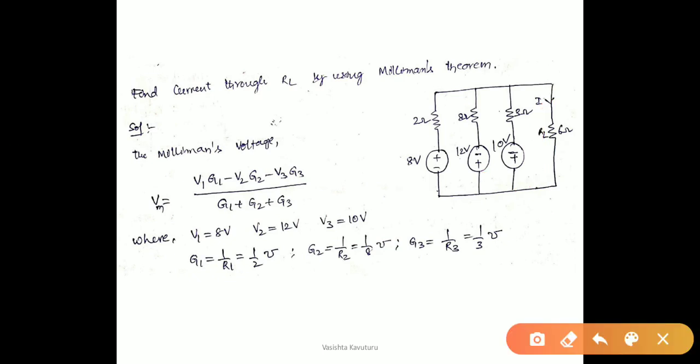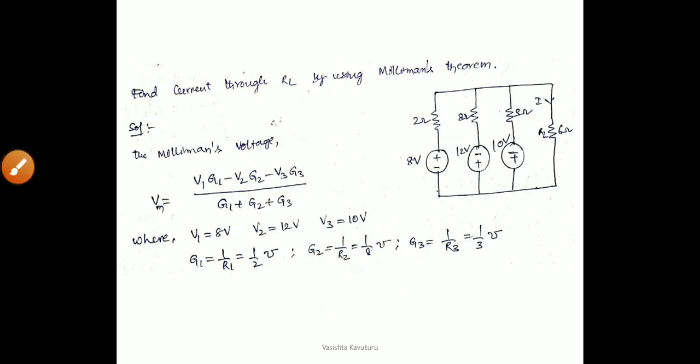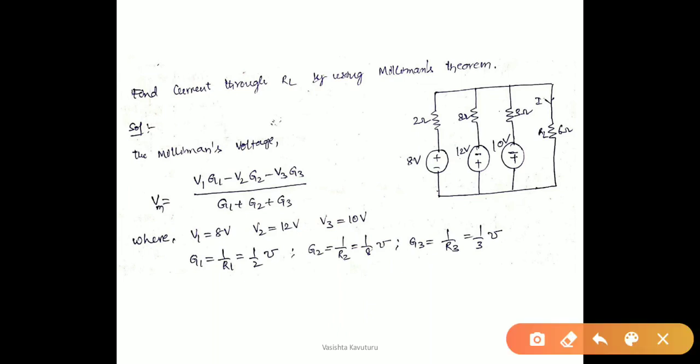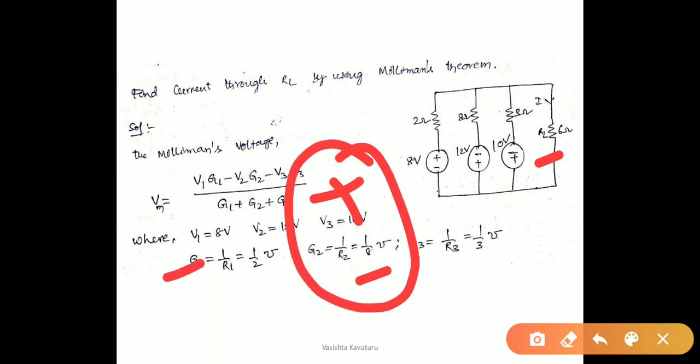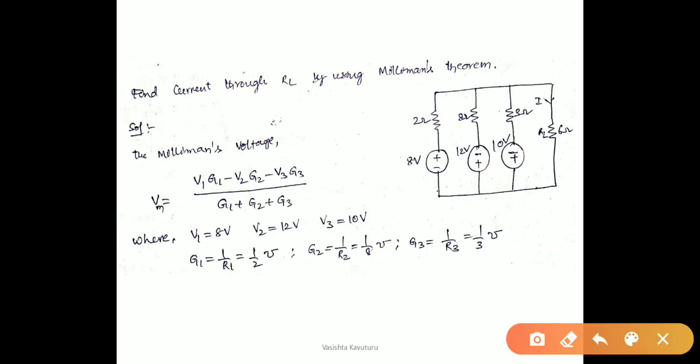So by using Millman's formula, Millman's voltage can be given by V1 G1 plus V2 G2 plus V3 G3 divided by G1 plus G2 plus G3. But here V1 is a positive voltage, that is plus 8, but for V2 the polarity is opposite. If you represent the polarity with plus and minus like this, we get a voltage of minus 12 volts. Similarly, for the 10 volt source the polarity is also opposite, so if you represent the polarity like this, we get a voltage of minus 10 volts.